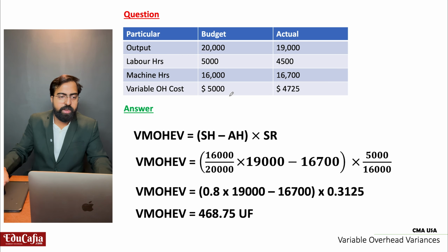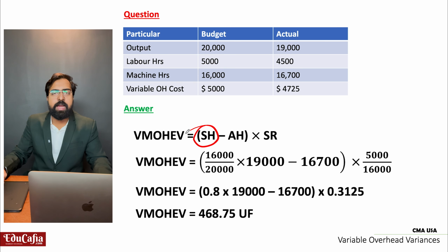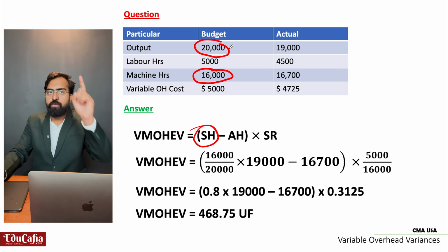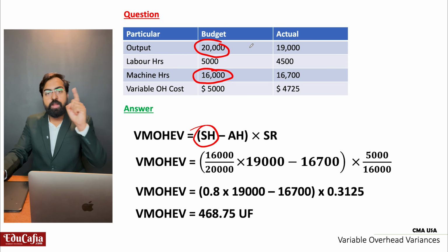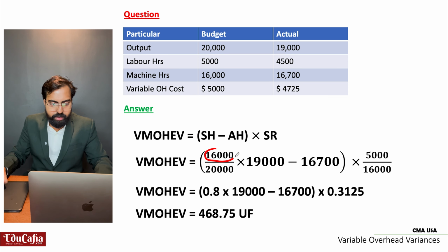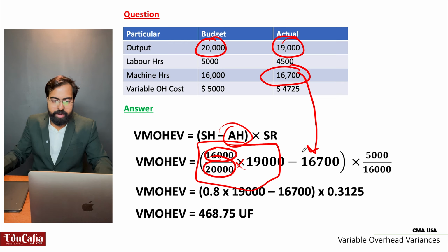Let's do the question. The same question here. You can see standard hour. How to calculate standard hour? This is 16,000 hours for 20,000 output. So we have to find it per unit of output, then convert it to 19,000 output. So 16,000 divided by 20,000, then multiplied with 19,000. Then we will get standard hour. Then minus actual hour. What is the actual hour? 19,700 minus actual hour. Then multiplied by standard rate.